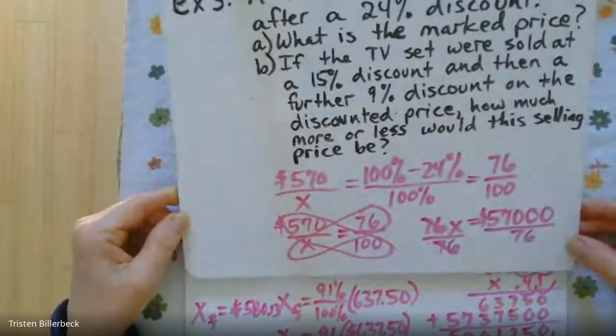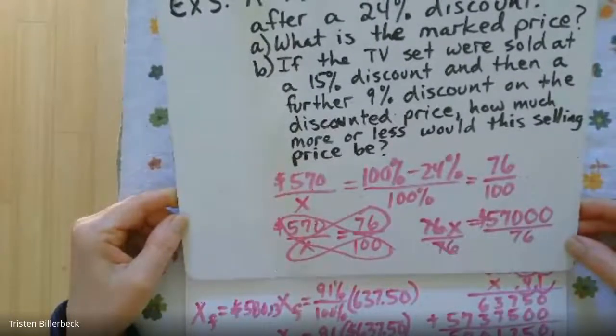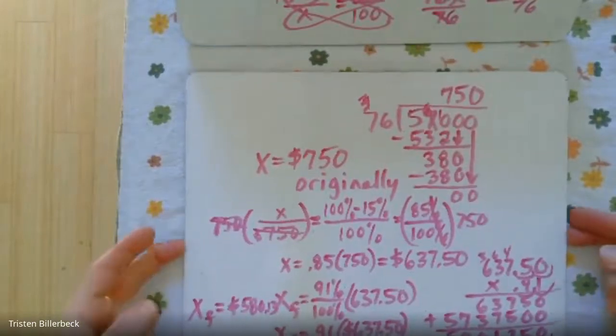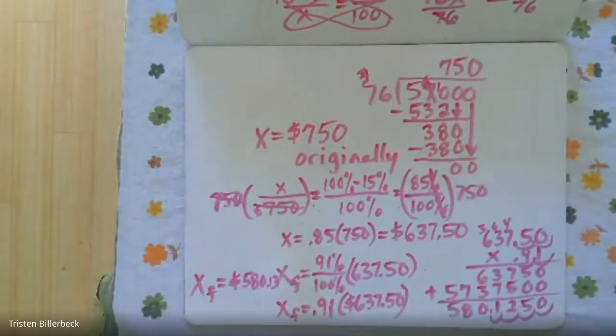Ooh, so taking the full 24% discount first saved you more money than doing 15% and then a 9% discount. Interesting. So there you have it. Breaking up the discounts saved you less money than if you did the full 24% discount. All right. Well, now we know.